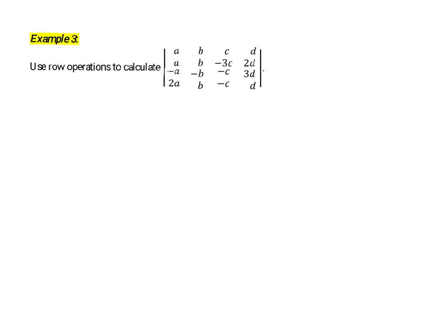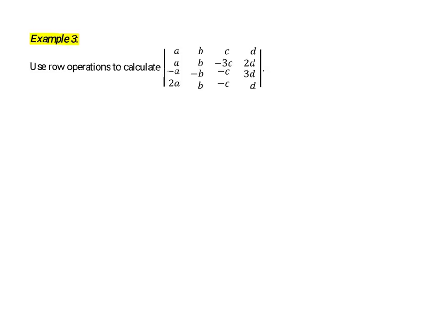In this example, we're asked to find the determinant of a 4x4 matrix. Now, we don't have values for A, B, C, and D, so our final answer is going to be in terms of A, B, C, and D. The idea here is to use row operations to write a triangular matrix based on this one, and keep track of any changes to the determinant so that we have something that's equal to the determinant that we're given here.